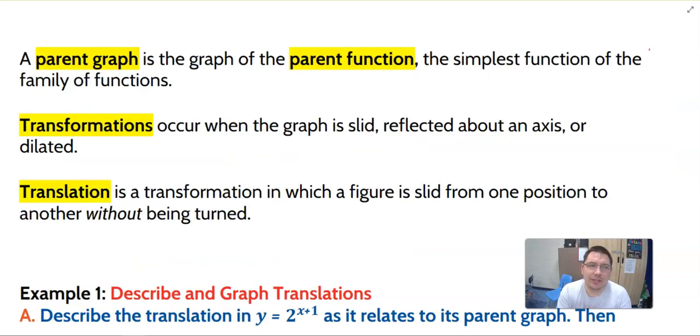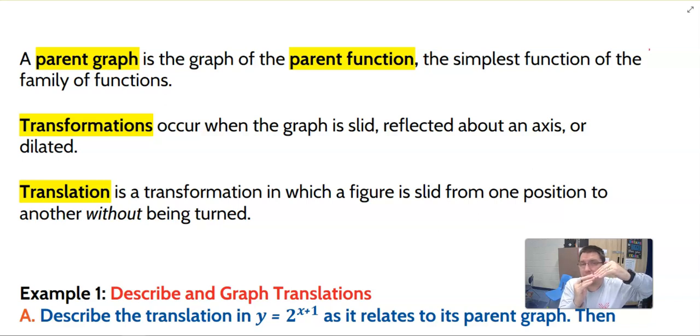First definition is the parent graph. The parent graph is the graph of the parent function, and the parent function is the simplest function of the family of functions. When we talk about a linear function, like a line on the coordinate plane, the parent function there is just the line y equals x with a slope of 1 going through the origin.